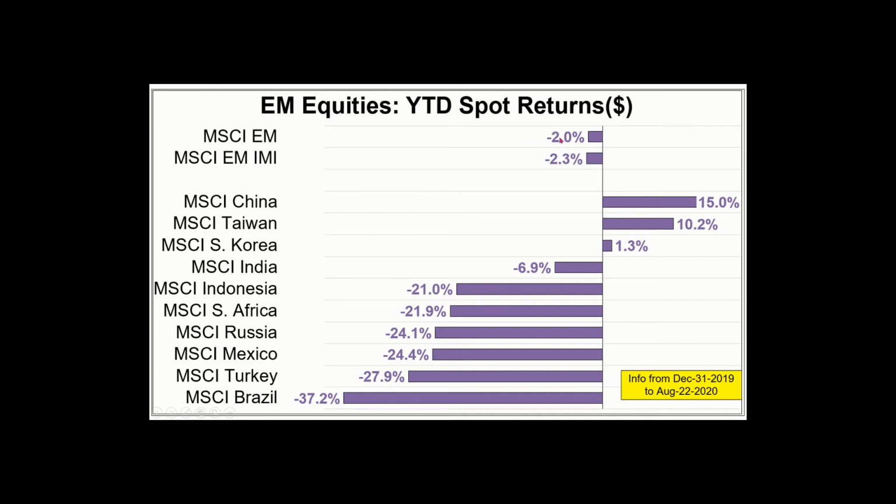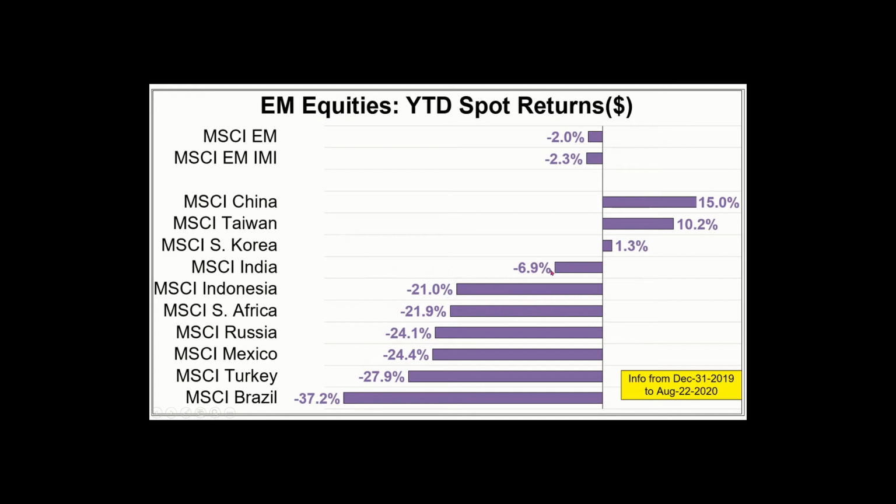Okay, you say, how can it be down 2? Well, China's up 15 and Korea is up 10. And South Korea, China's 15, Taiwan is 10, and South Korea is just up 1. Now, everything else, all the other major countries, are below water here, and significantly below water, right? This is a problem.